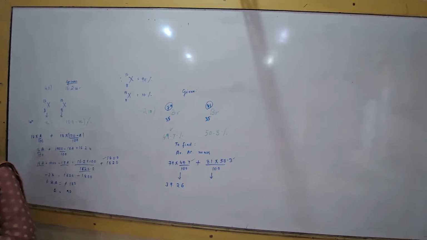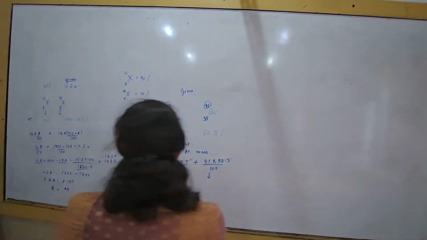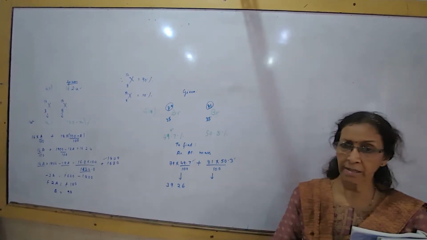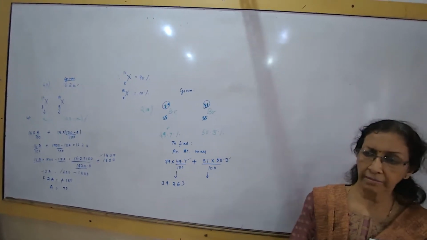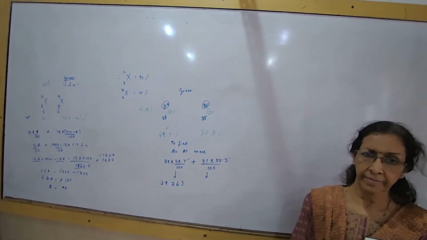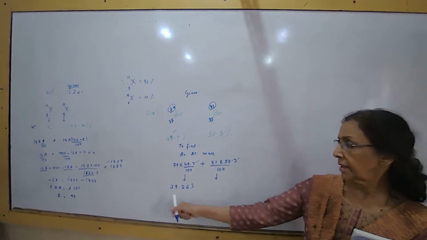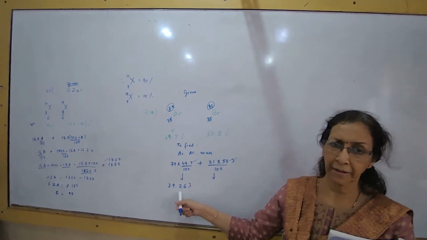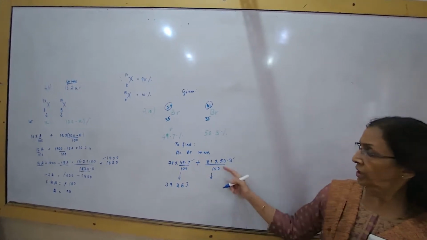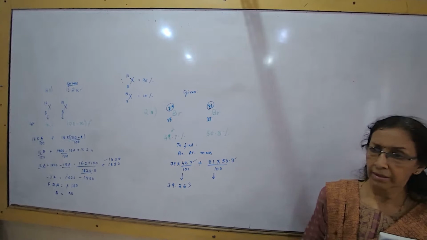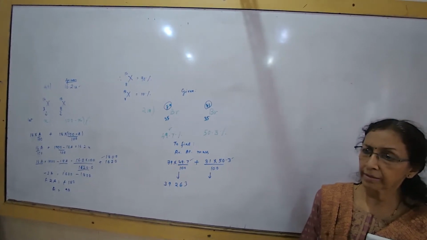Three nine two six. Correct? 39.26. You got the correct answer. You're right. 39.126, 39. This is the answer. Now do this one. Come on, do it.